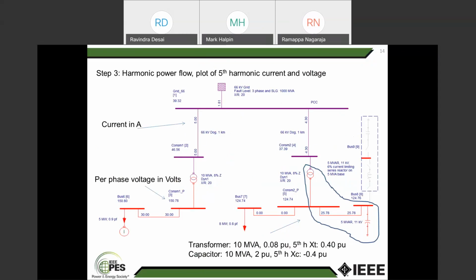Why it will happen? Transformer is 10 MVA, 0.08 per unit. Fifth harmonic transformer impedance becomes 0.4 per unit. Capacitor is a 5 MVAR, 1 per unit.